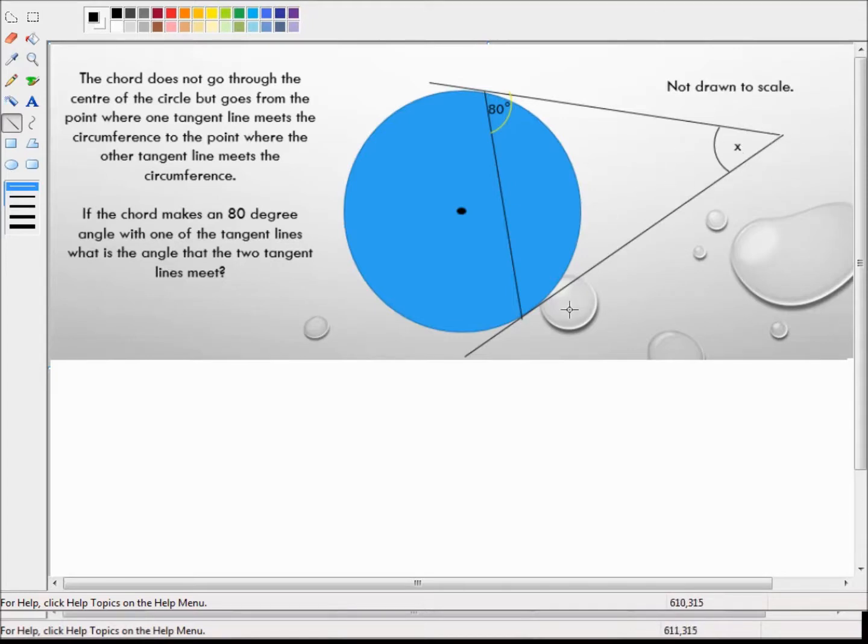a circle and both touch the circumference of the circle? Well, we know that the distances from the point where they touch the circle to the point where they meet are equal. So we know that this length here is equal to this length here, and therefore this is an isosceles triangle. And we know that the base angles of an isosceles triangle are the same. So therefore this angle here must be 80 degrees.